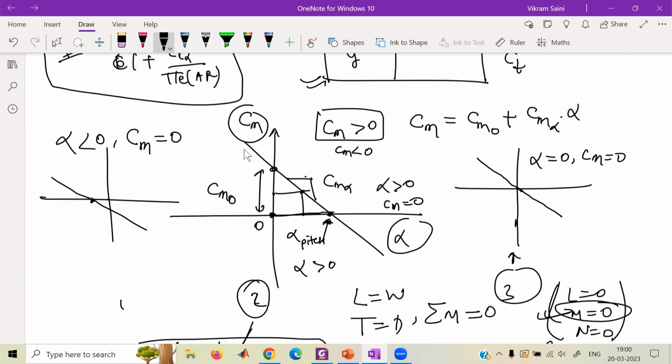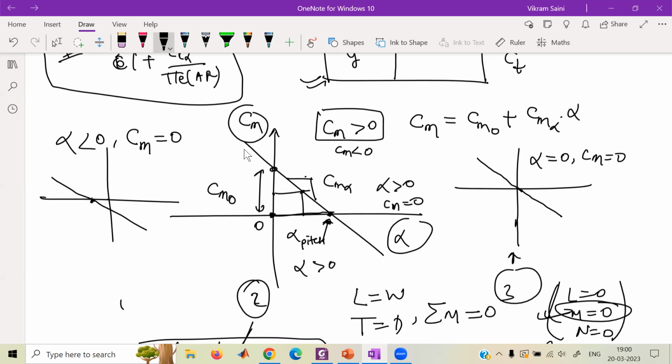CM naught is the moment coefficient when angle of attack is at zero lift angle of attack. So at zero lift angle of attack, which is mostly negative for a positively cambered aerofoil, that means if the aircraft is flying at a negative angle of attack, the moment created will help the wing to rotate in the positive nose up direction. So the aircraft will pitch up and stabilize again.